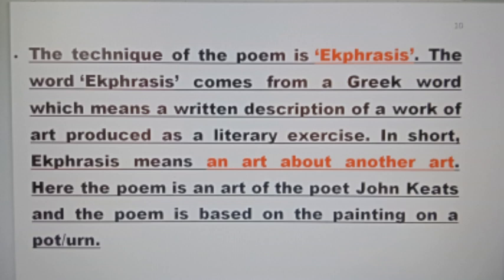The technique of the poem is ekphrasis. The word ekphrasis comes from a Greek word which means a written description of a work of art produced as a literary experience. In short, ekphrasis means an art about another art. Here the poem is an art of the poet John Keats, and the poem is based on the painting on a pot or an urn. So the poem is about an art.